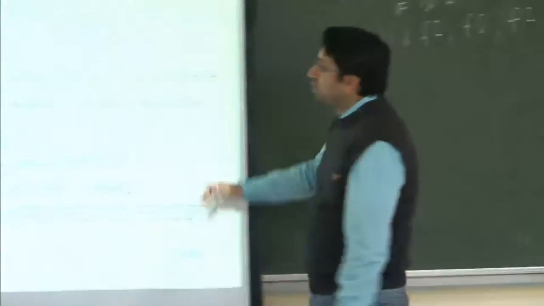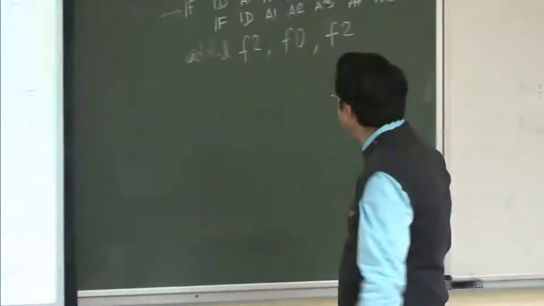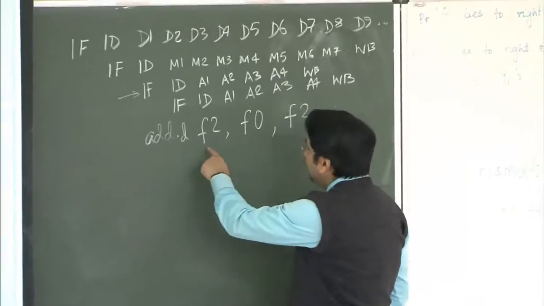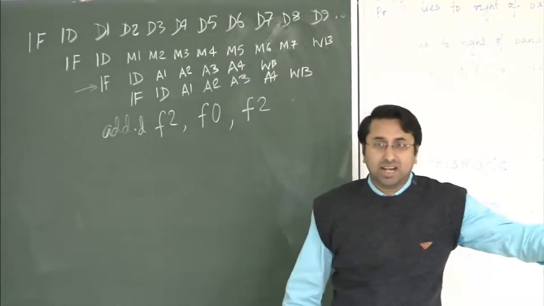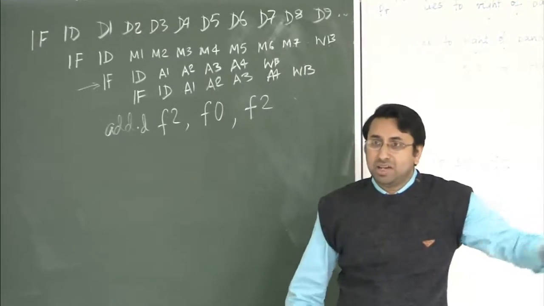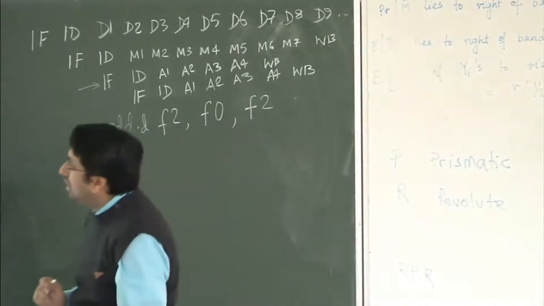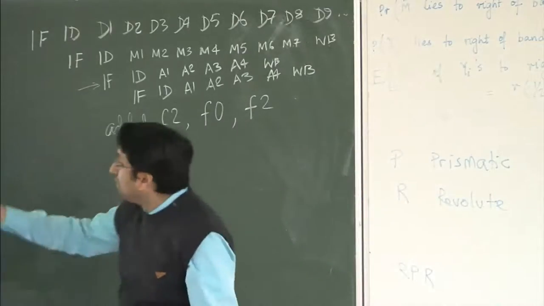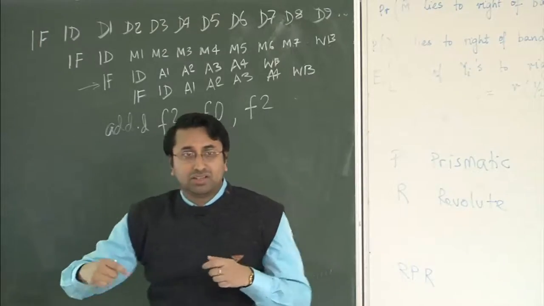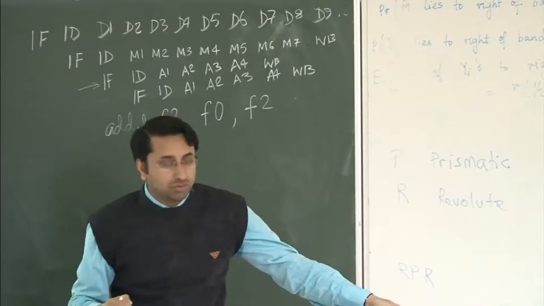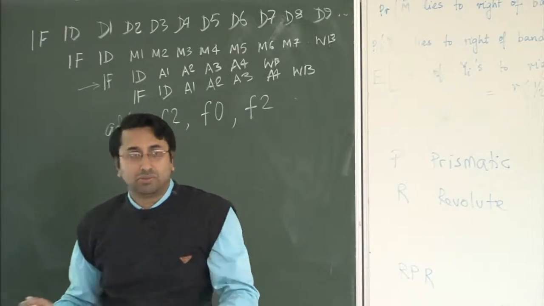The other option is the future file. Probably you can guess now what that means. Essentially, in this case, you don't actually change F2 in the main file. You store it somewhere else, which tells you what the future value is. The main file doesn't change in this case. You still have to maintain this FIFO. Whenever an instruction goes out of the FIFO, you copy that value from the future file into the main file, because now that value becomes visible to everybody.